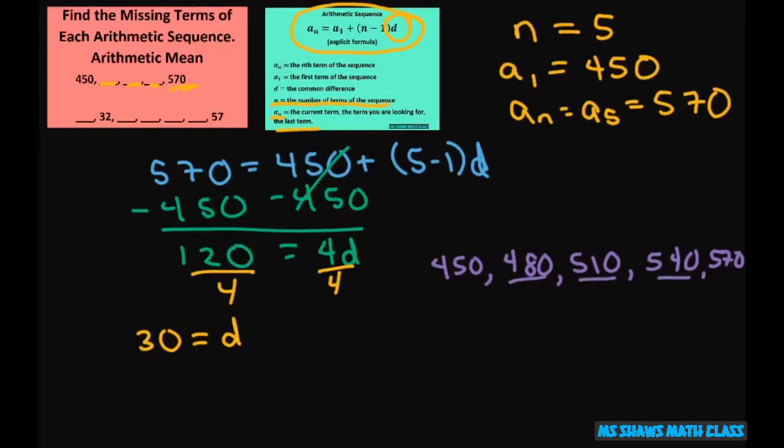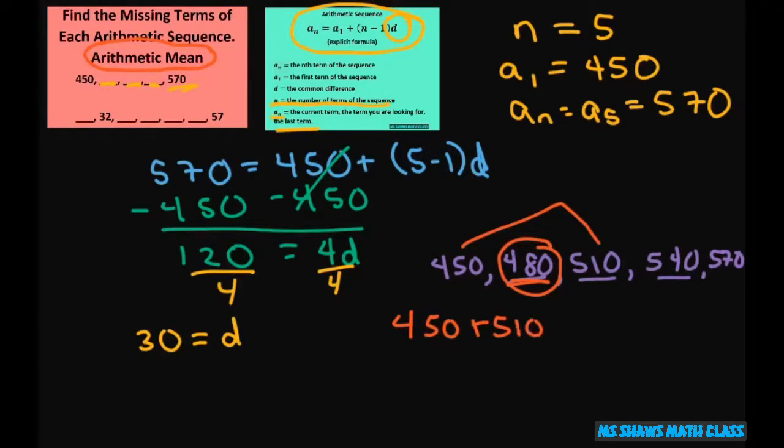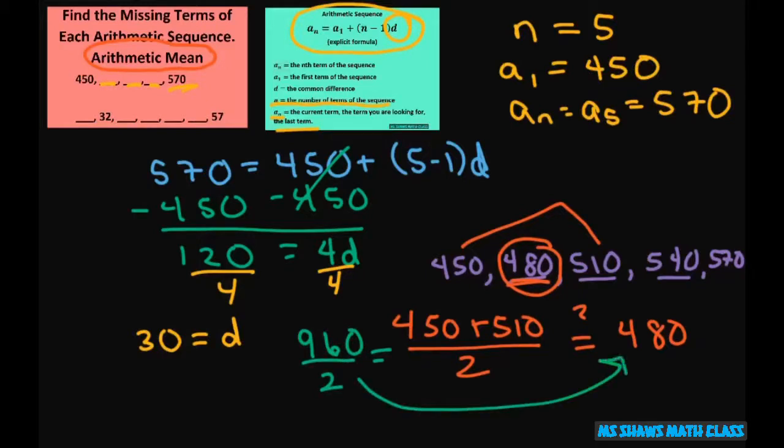Alright, another thing is we also call this arithmetic mean. And the reason we do that is because if you add two numbers on either side of a number, the middle number here, you add them up and divide by 2, you will get the middle number. So we're taking the average of these two numbers. So if I add 450 plus 510 and divide by 2, I should get 480. So let's see. This is going to be 960 divided by 2, and that does equal 480. And you could do that with any of these. Just take the average of the two, which means the mean.